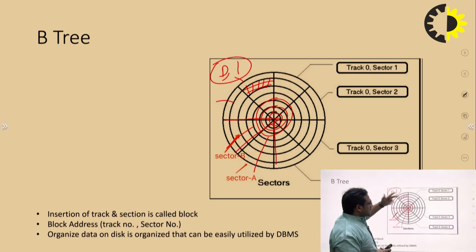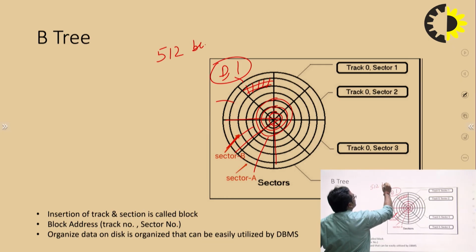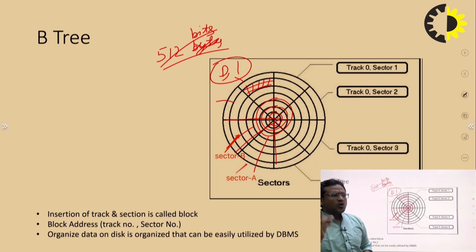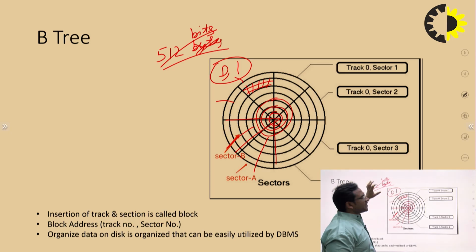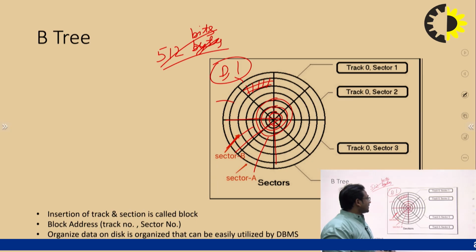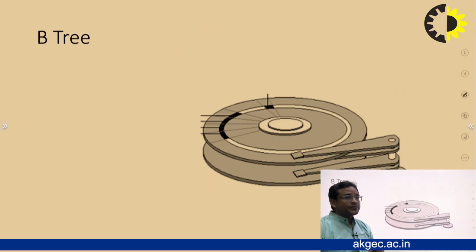Suppose I take an example. Suppose the block size is, we can consider here, 512 bytes, or we can say bits. Not bytes, bits. We can take a small unit here. So the size of the block is 512 bits. So that block is stored in the form of 512 bits. Okay, so I'll take an example.